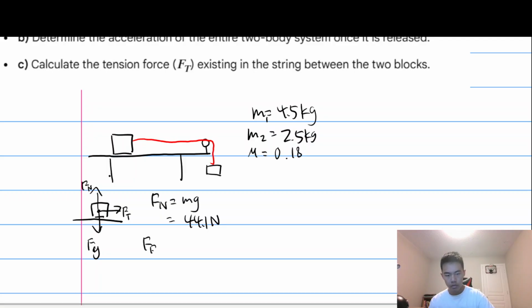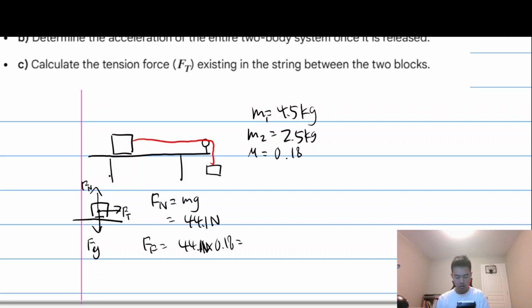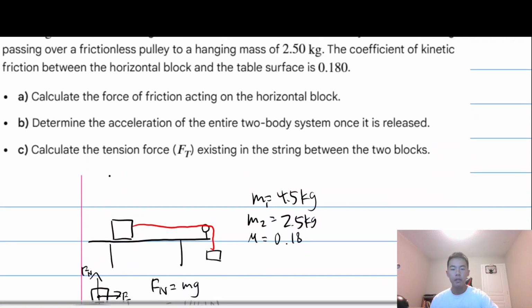Now let's find friction, which is equal to 44.1 newtons times 0.18, which is equal to negative 7.95 newtons. Okay, so we found friction.